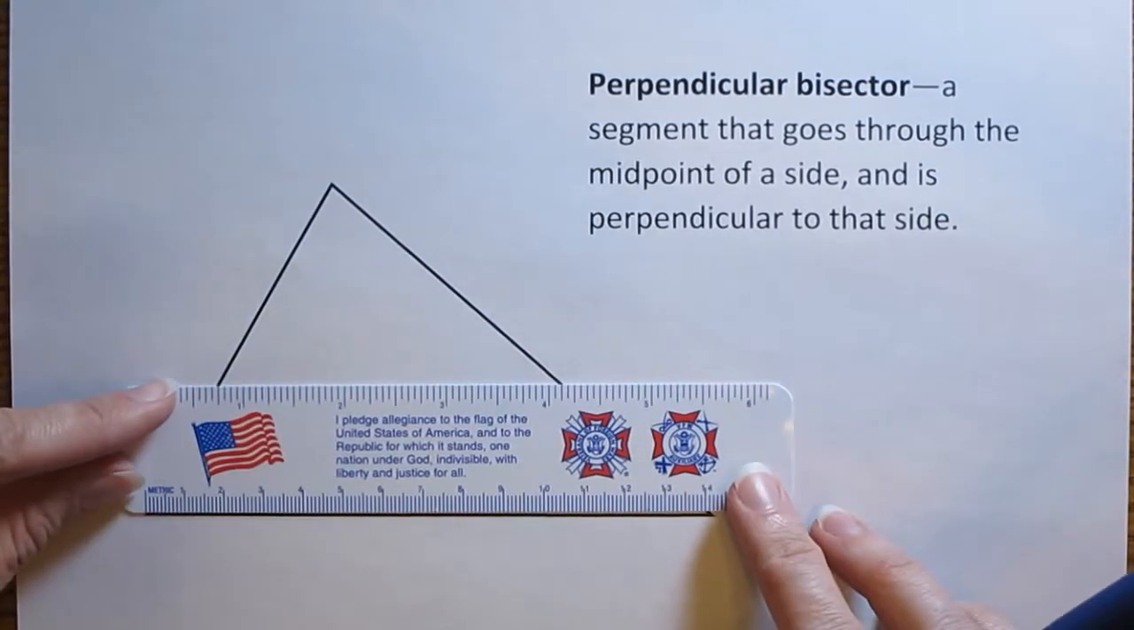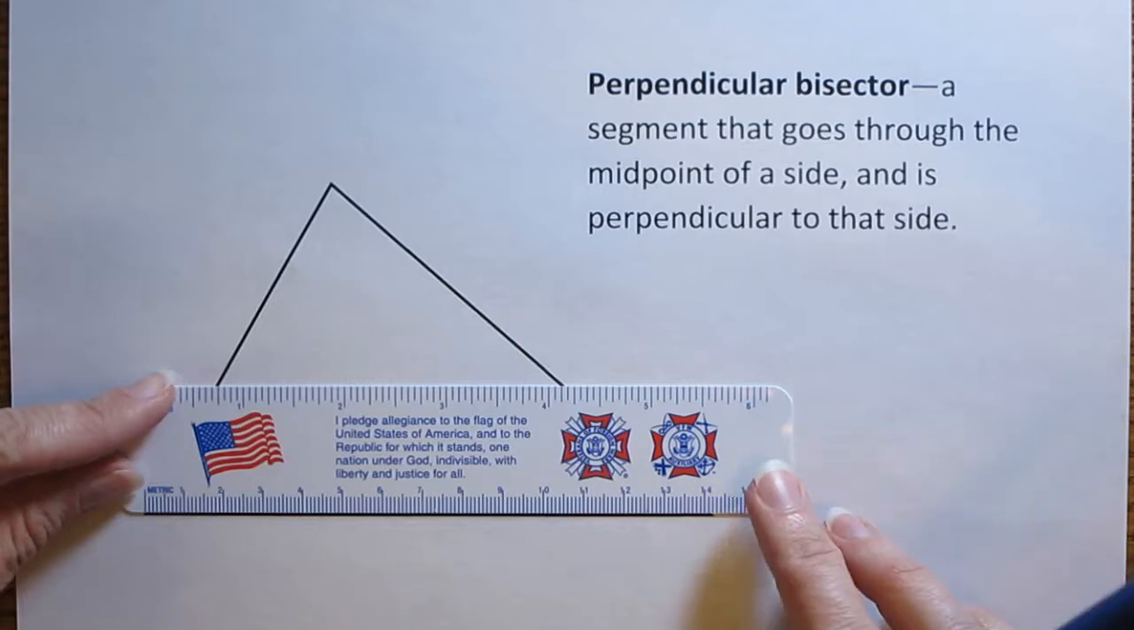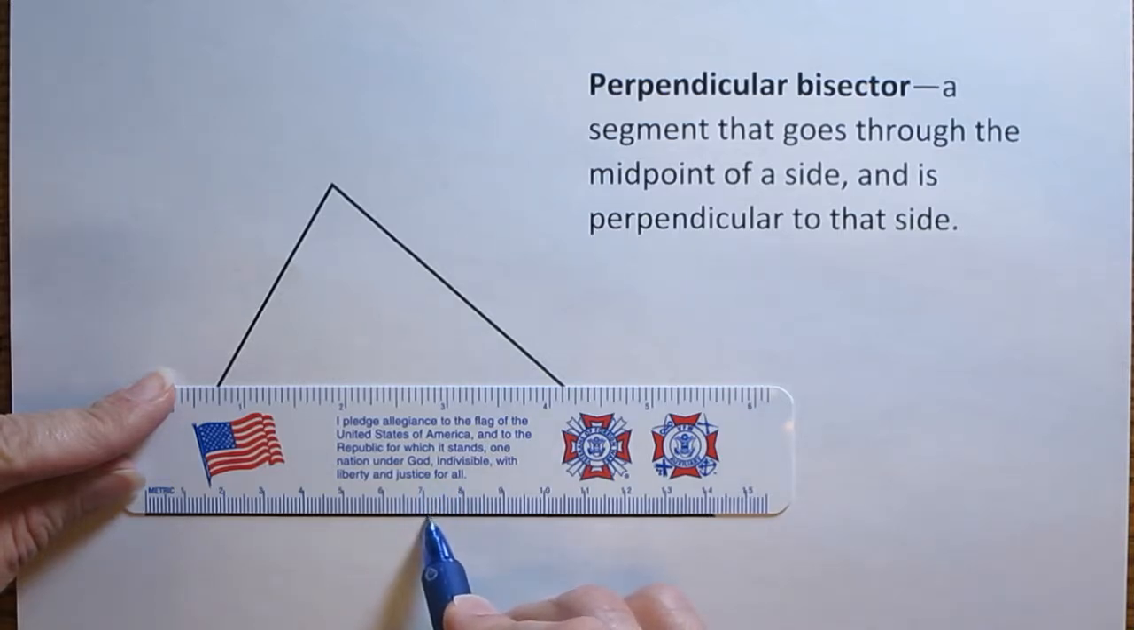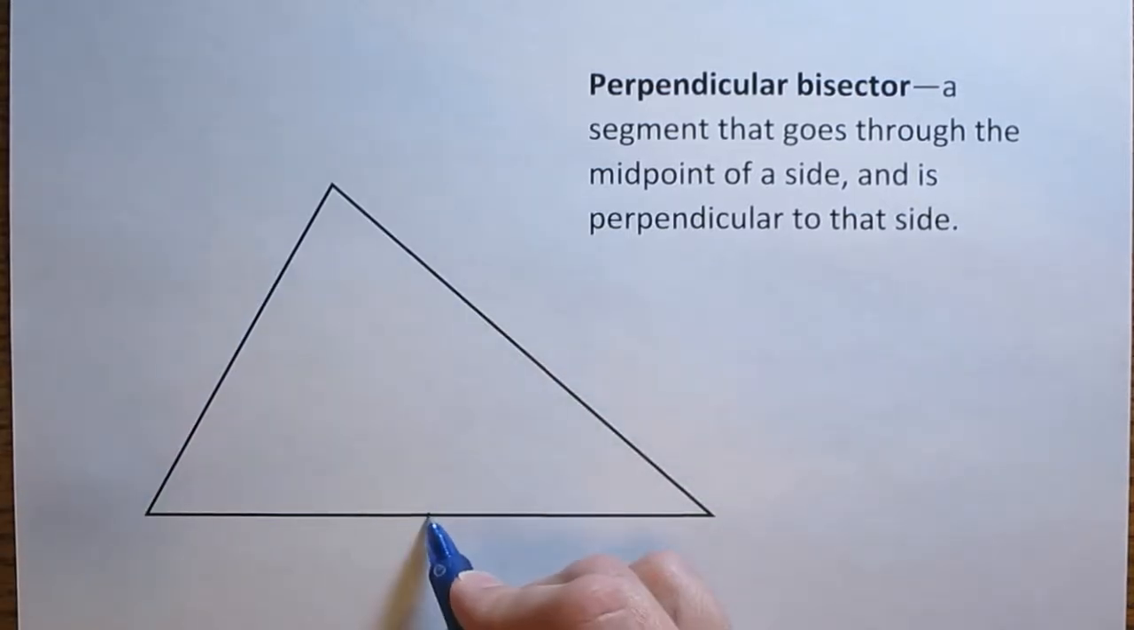So first thing is I'm going to measure this side of my triangle, and I see that it's just a little bit beyond 14 centimeters. So half of 14 is 7. So I'm going to go just a hair above 7 centimeters. So there's my midpoint. Then I'm going to use my note card.